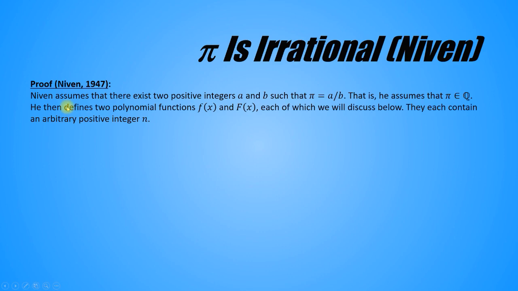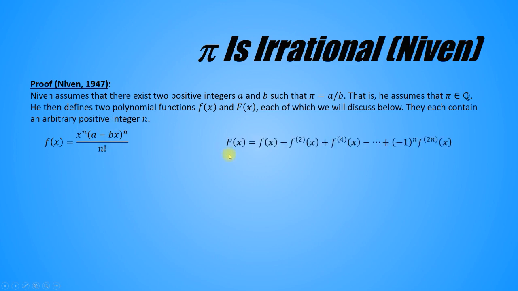So in the paper, Niven assumes that there exist two positive integers a and b such that pi equals a over b. That is, he assumes that pi is rational. Then he defines two polynomial functions, little f of x and capital F of x, each of which we'll discuss below. And they each contain an arbitrary positive integer n. So the first function, little f of x, is x to the n times (a minus bx) to the n over n factorial. So this is a polynomial function of degree 2n. You get n powers of x from here, and you get n powers of x from here.